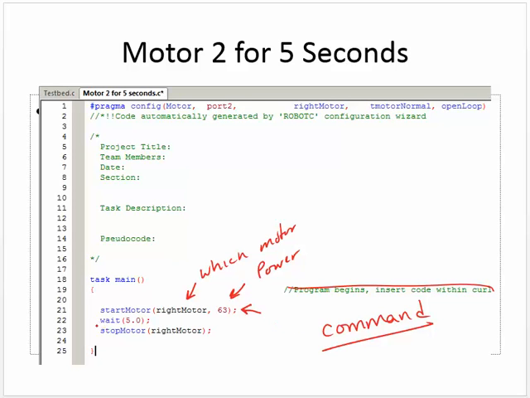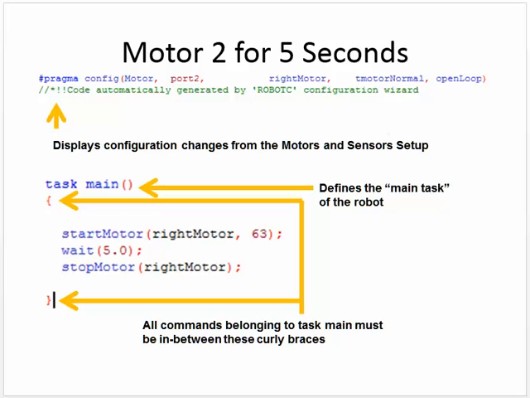For example, here you're saying wait, and then you're going to put the time. You're giving it a command, so you've got to finish it with a semicolon. Again, stop motor, you're telling it what to do. Stop, and you've got to tell it which motor again. You don't have to tell anything about power because the power would be 0. You're going to stop it. Stop motor, and you're going to finish it with the semicolon. Here they're telling you that same thing. All commands belonging to the task main must be in between the curly brackets. They call them curly braces. I would call them brackets.